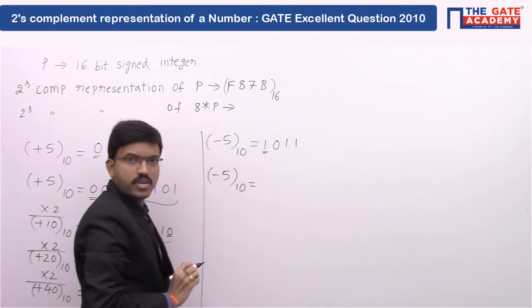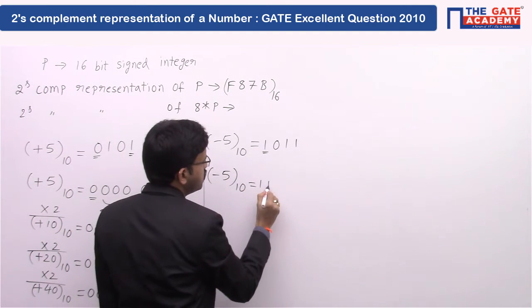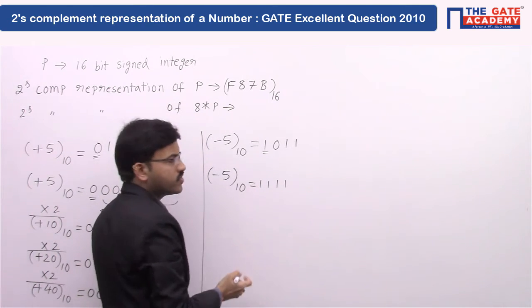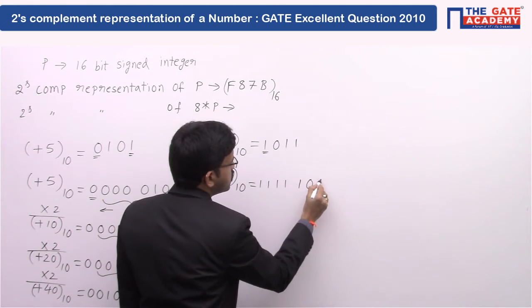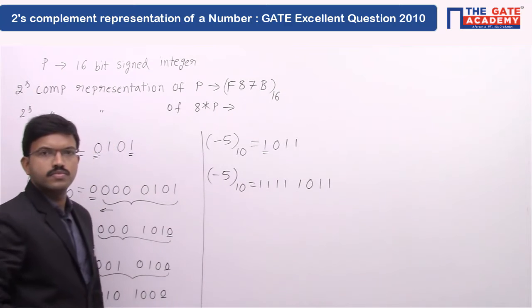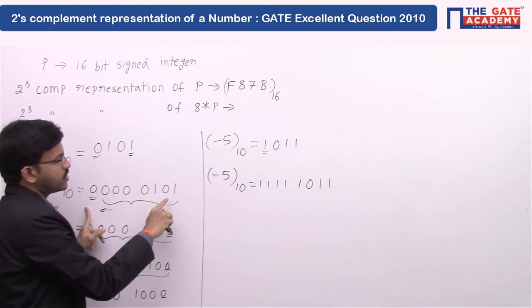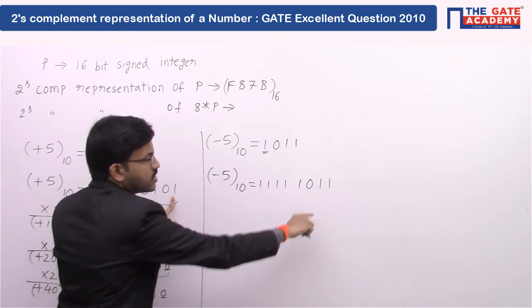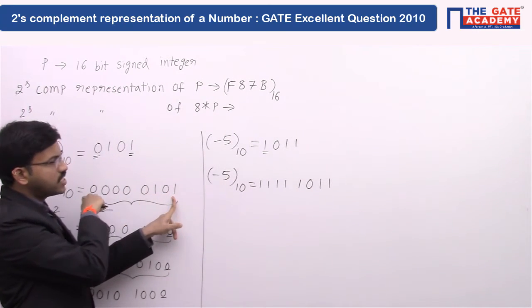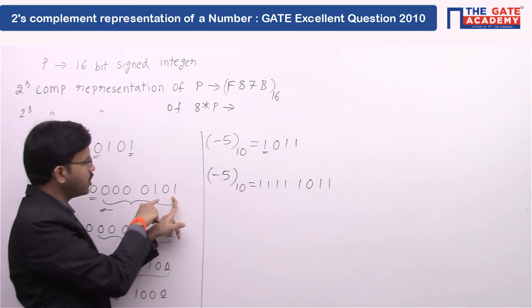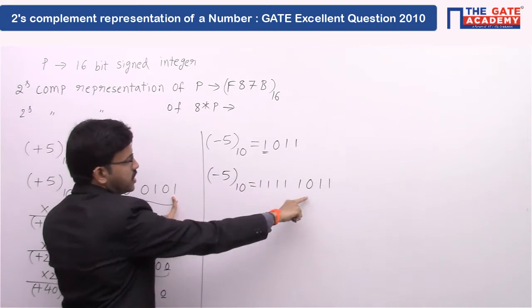So here the sign bit is 1. I will place this sign bit 4 more times to the left of that number. The equivalent value doesn't change. See, previously we had this one. If you apply 2's complement to this one, this one I will copy as it is, and all the remaining bits I will complement. So you will get the same number.